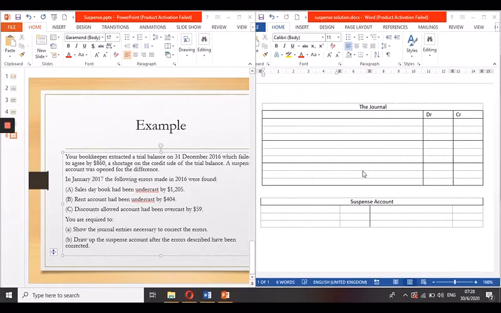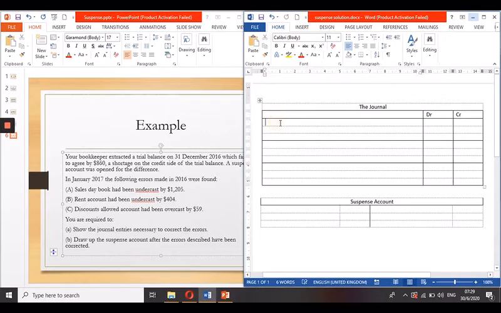The screen on the right side is where we are going to type in our answer. So this is our question. The journal has these columns, that is the details column, the debit and the credit column. So the first error is sales daybook had been undercast by 1,205. If the sales daybook had been undercast, it means that the sales had been understated. So we have to add 1,205 to the sales. And we know that the sales have a credit balance in the trial balance. So to add 1,205, we debit suspense and credit sales.